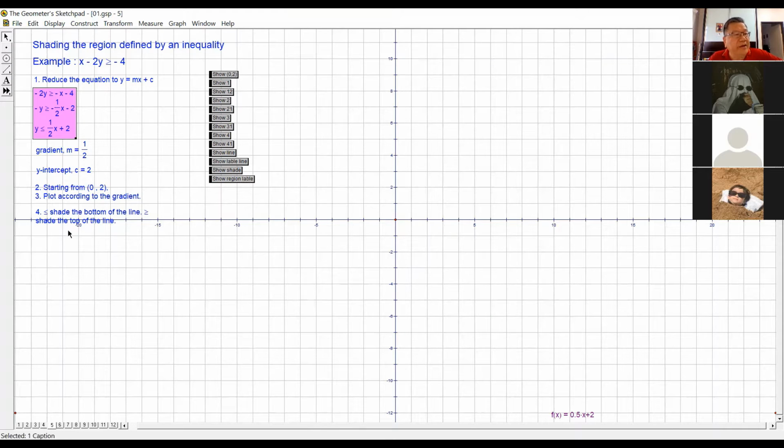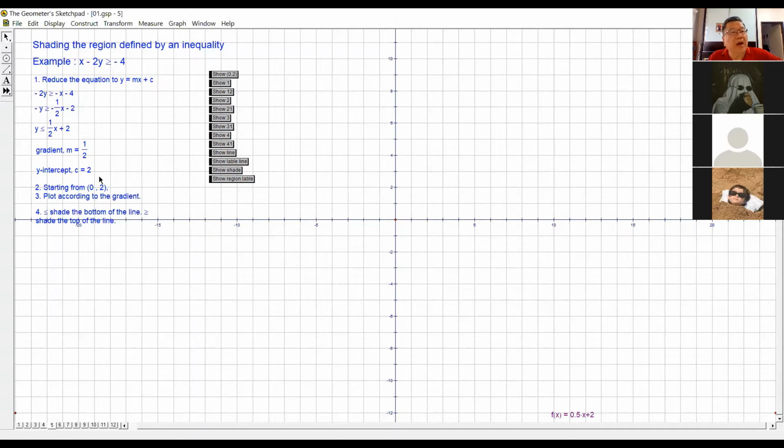Okay, you plot according to the gradient, then if the sign is less than, you shade the bottom of the line. If the sign is greater than, then you shade the top of the line. You don't have to substitute values again. The book asks you to substitute values, but if your equation is in the form y equals to mx plus c, okay, right, if your equation is y equals to mx plus c, you start with y as the subject of the formula, and automatically less than means below the line, greater than means above the line. Yeah, you take note of this.